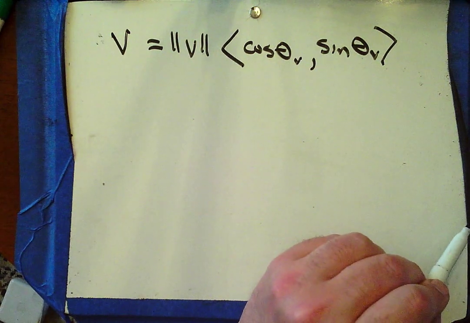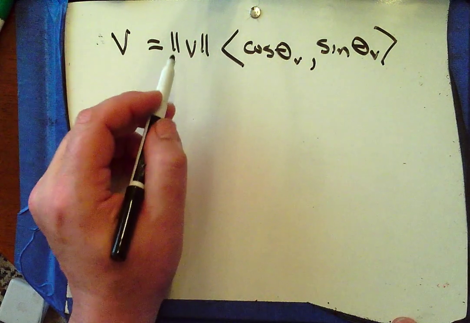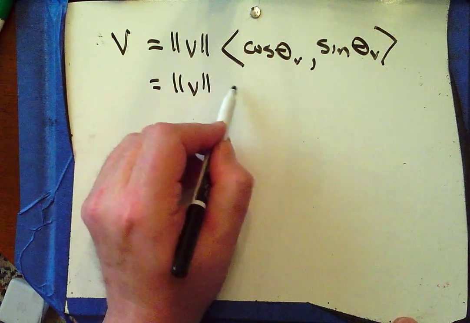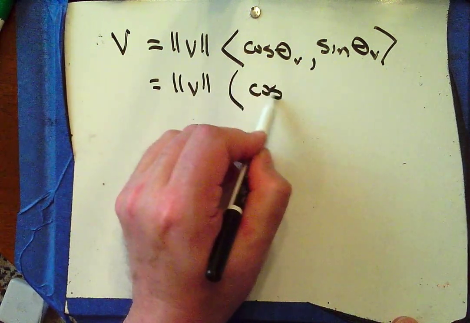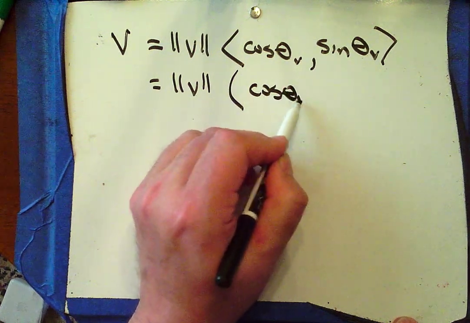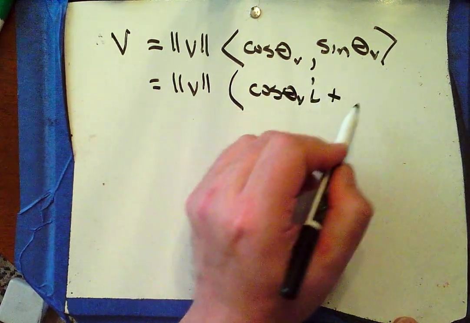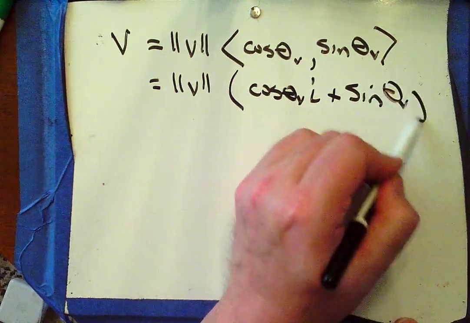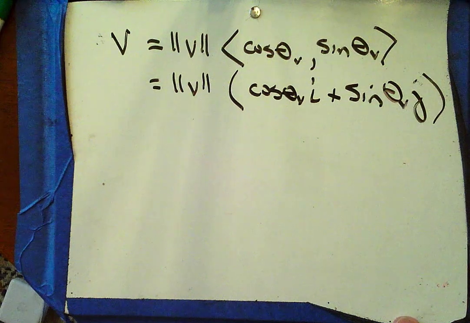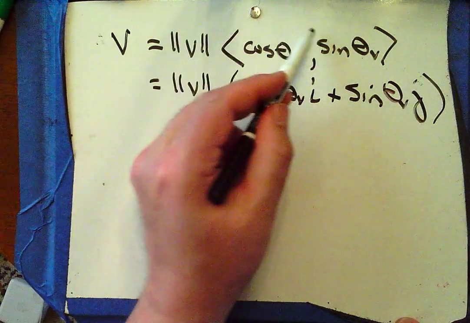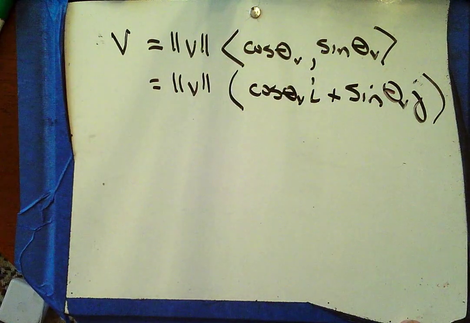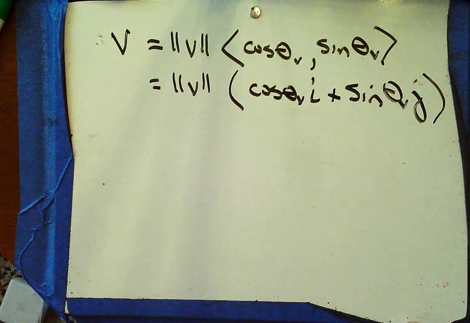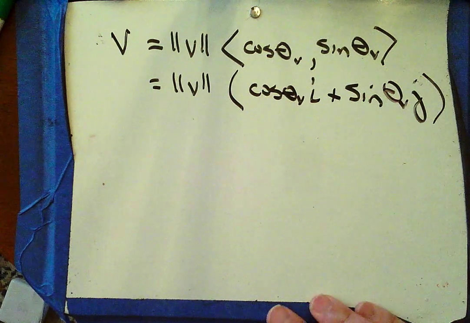That's the component form version, but wait, there's also a special unit vector form, which would be magnitude of v cosine theta v i plus sine theta v j. In either case, you're going to be distributing the magnitude of v to this component form or to this special unit vector form.